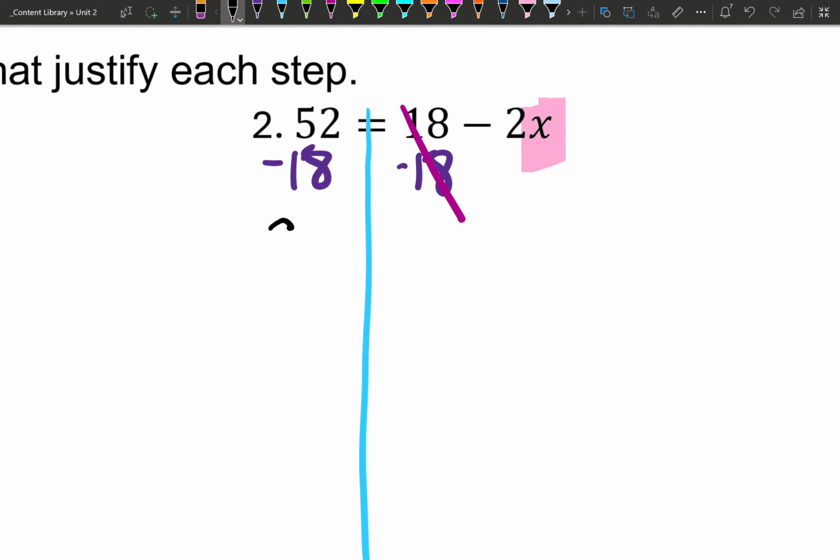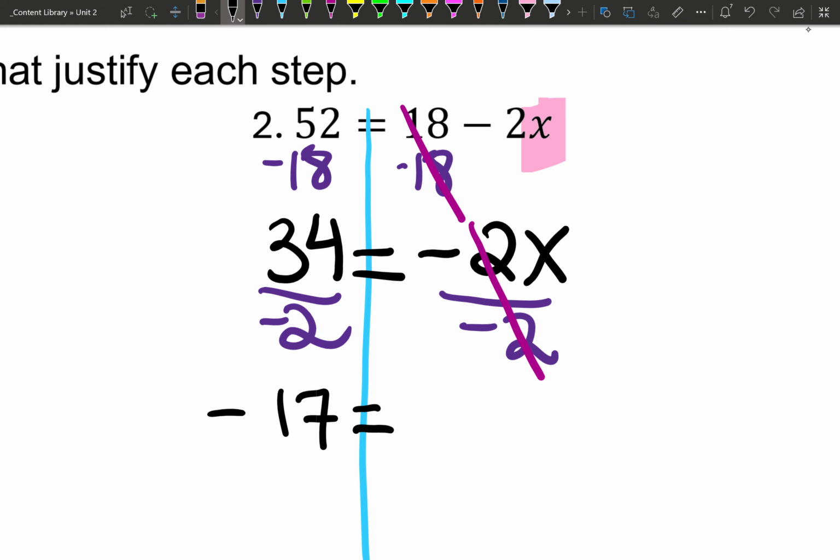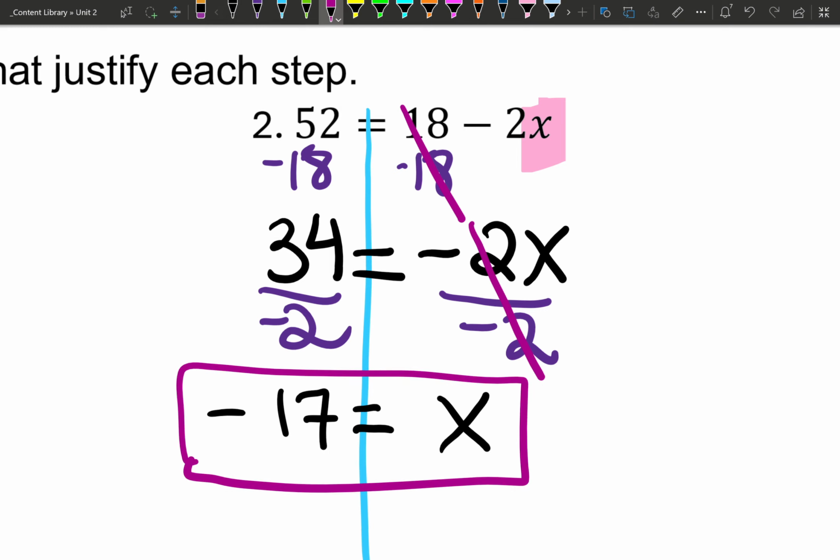On the left, 52 minus 18 is 34. On the right, the 18 and -18 cancel because 18 minus 18 is 0, and all we're left with is a -2x. To finish this up, we're going to divide both sides by -2 because -2x is -2 times x. On the left side, 34 divided by -2 is -17, and on the right, we're left with x because -2 divided by -2 is +1.